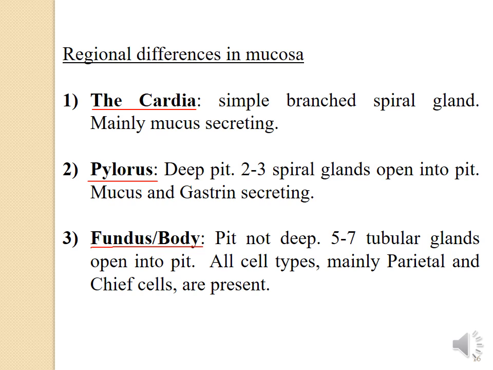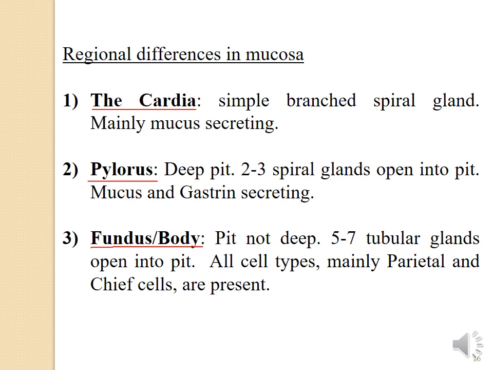Now, one of the main functions of the stomach is the secretion of hydrochloric acid performed by parietal cells. And as we have said, acid is very harmful, very damaging to the mucosa. But the gastric mucosa is protected against this hydrochloric acid. Now think about it. The cardia is the site where the esophagus meets the stomach, and the pylorus is the site where the stomach opens into the duodenum.